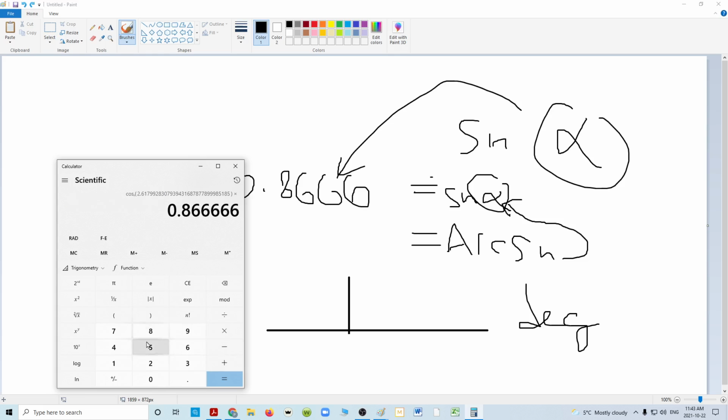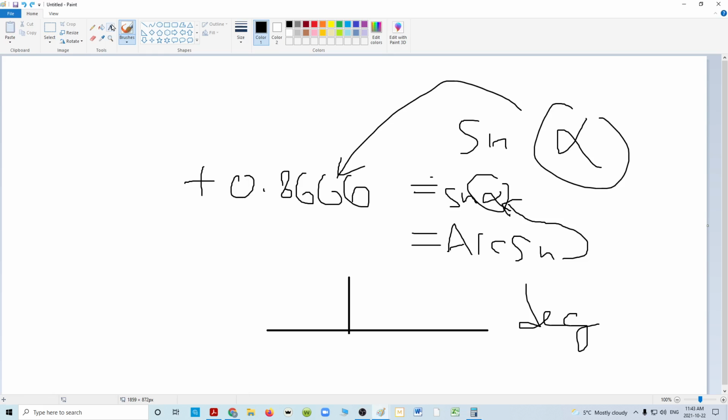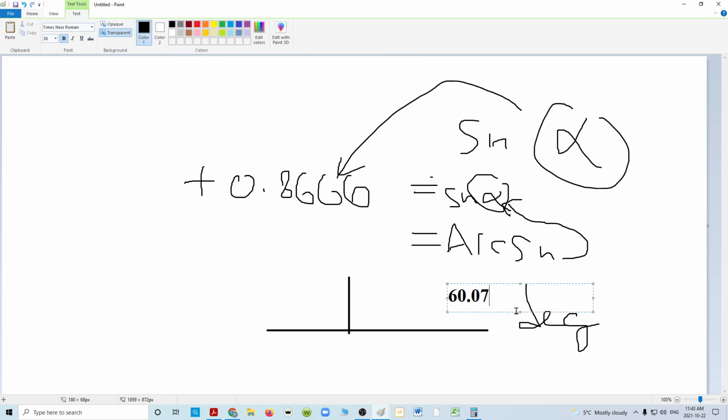So 0.866666, whatever, and I'm going to do arc sine. So I got to go to second function on this calculator. I got to go to trig second function and do arc sine. And notice I'm in radians. I'm going to start with just degrees. So I go to trig arc sine. And suddenly I discover I'm dealing with 60.07 degrees. So I'm going to forget the accuracy for now. So that means I'm dealing with 60.07 degrees.